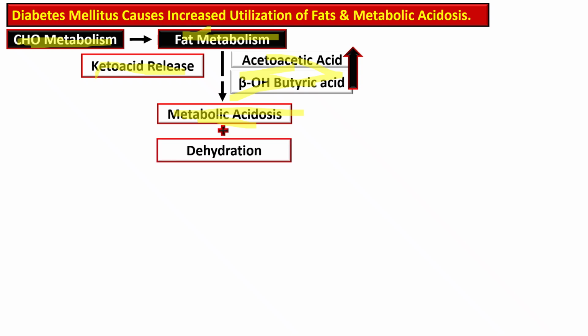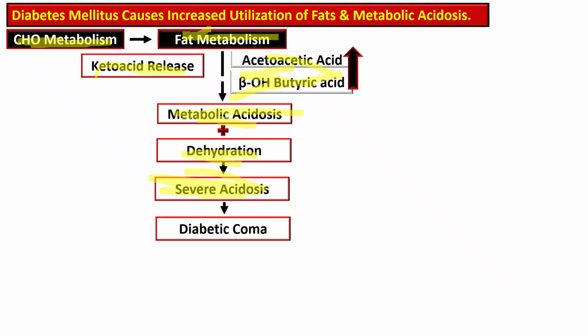This leads to diabetic ketoacidosis combined with dehydration. There is severe dehydration, which we have discussed is due to osmotic diuresis, and then both these effects can produce severe acidosis and diabetic coma, and if left untreated it will result in death.